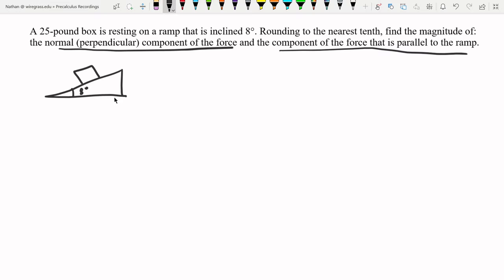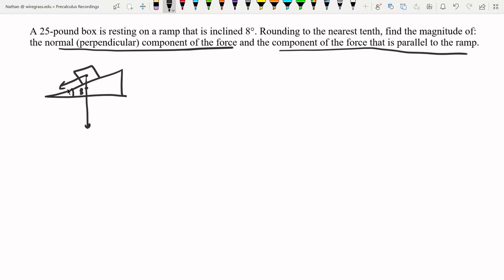So the ramp prevents the box from going down. When you think about the weight of the box, it's pulling it straight down. That's how weight works. It always pulls to the center of the earth. But effectively, this is reducing how much weight is pulling the box down the ramp. Because the ramp is there, the box can't go into the ramp. The ramp is actually pushing against the box, and so less of the box's weight is pulling it down. There is some pulling it down, but not the full weight, not 25 pounds down the ramp.